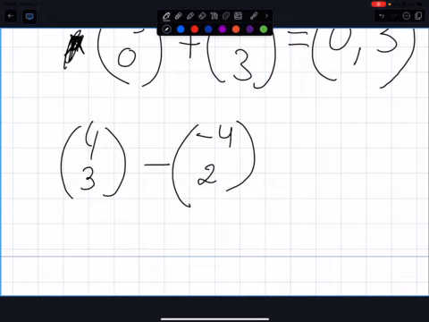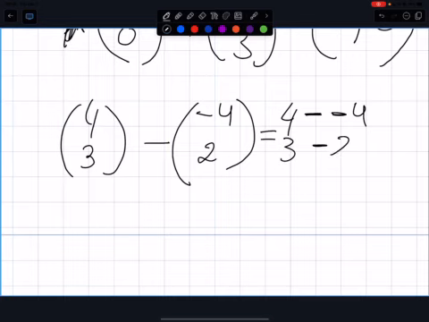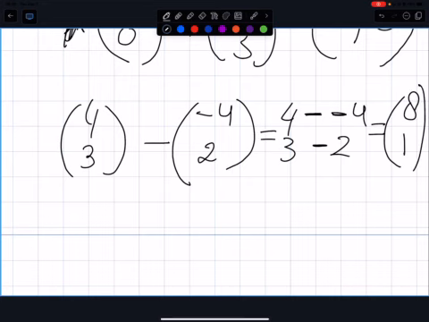All right, so to give an example, what happens here? Here you have 4 minus what? Minus negative 4. Here you have 3 minus 2. So your new vector becomes 8, 1. That's it. There's nothing difficult. Yes, they ask subtract.